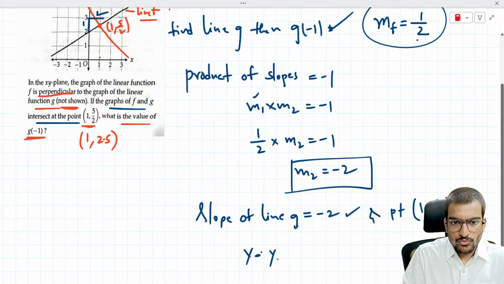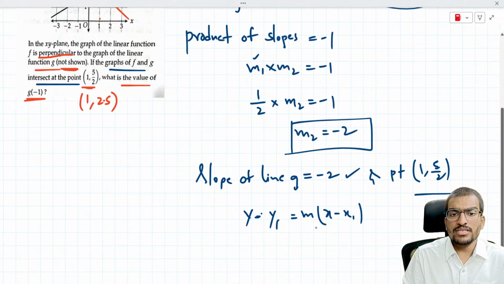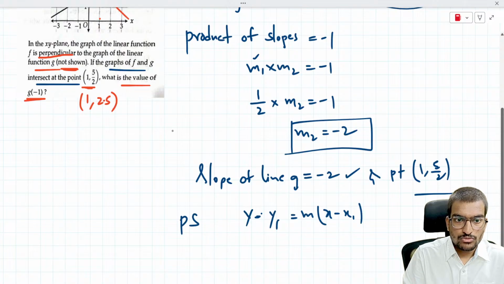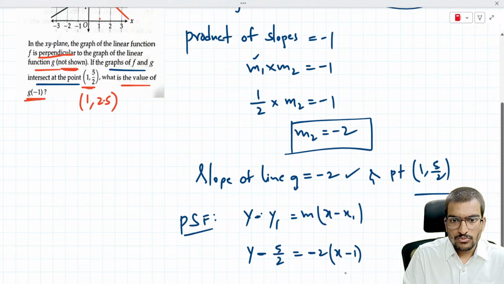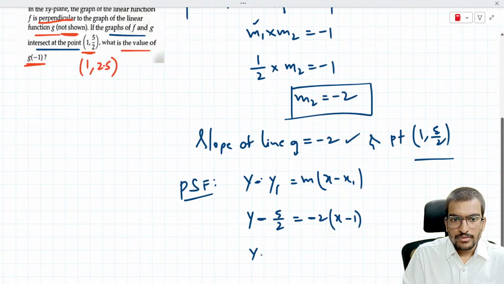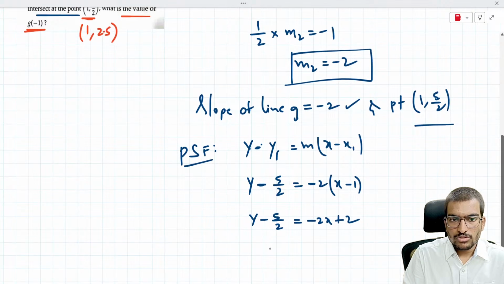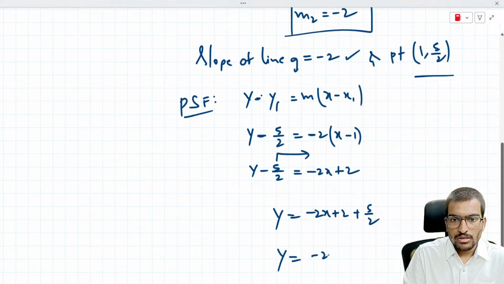What equation am I going to use? y minus y1 equals m into x minus x1. When I have a slope and any point, I use point slope form. I just use that here. y minus y1 is 5 by 2, m equals to -2, x minus 1. So that's going to be y minus 5 by 2 equals -2x plus 2. That's going to be y equals -2x plus 2 plus 5 by 2. I just forwarded to RHS. So y equals -2x plus 9 by 2.